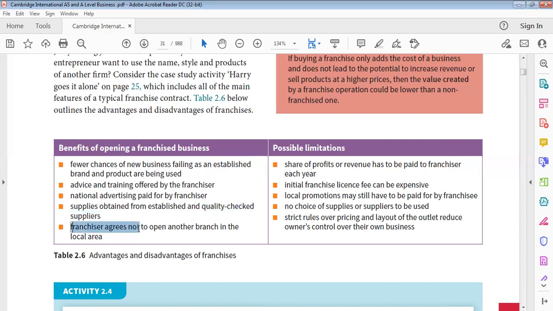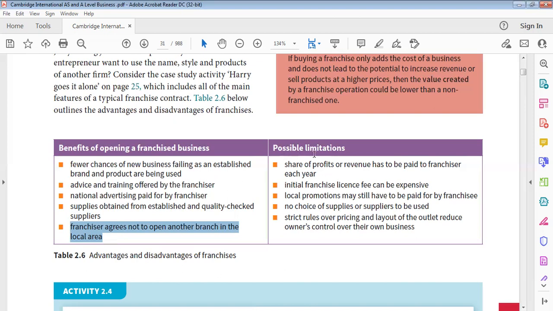And then the franchisor agrees not to open another branch in the local area. So there is less competition for you. If USA gives you permission to open a franchise, they will not give permission to anyone to open another shop close to you or in your area. So you are the king of your area. You don't have to worry about competition. I mean, obviously there will be competition from others, for example from KFC, but there will not be another McDonald's in your area. Only your McDonald's will be the only McDonald's in your area. So that's a good thing.